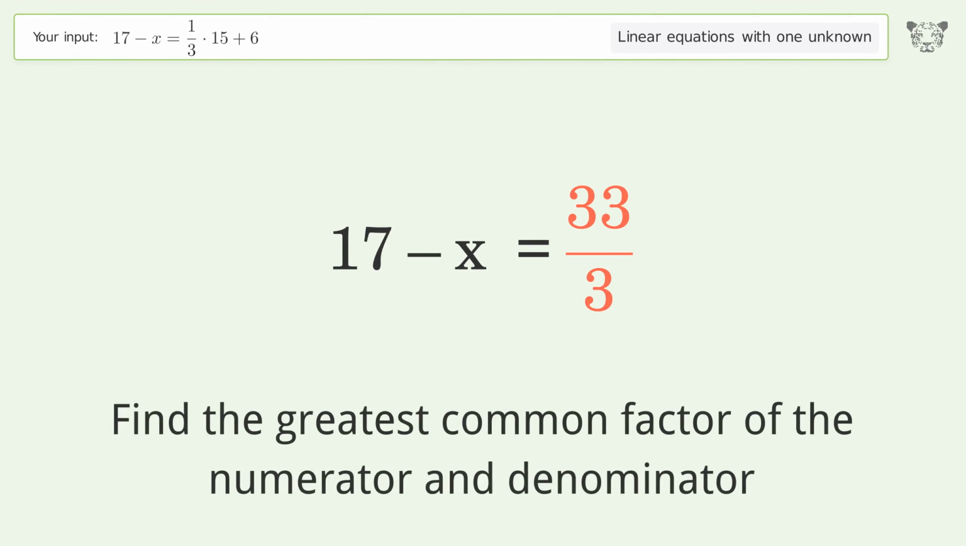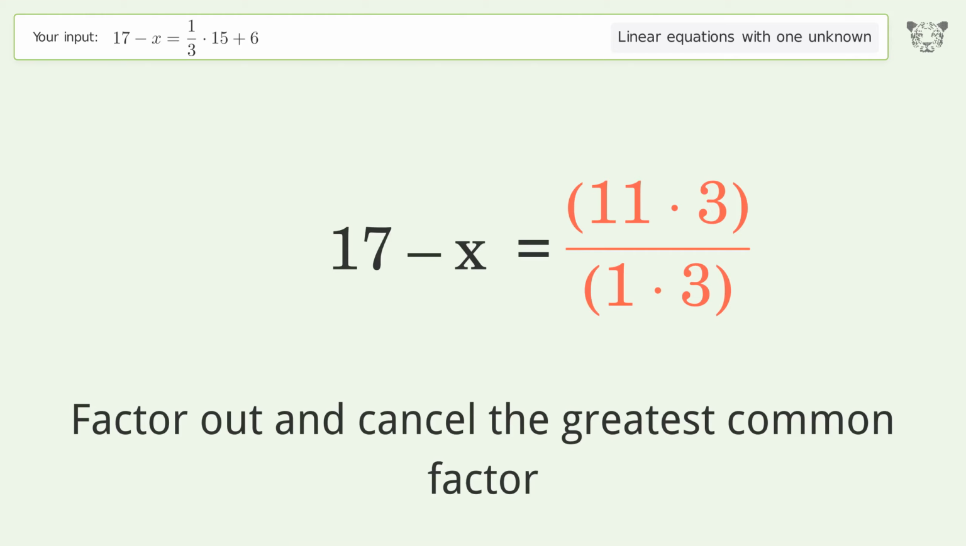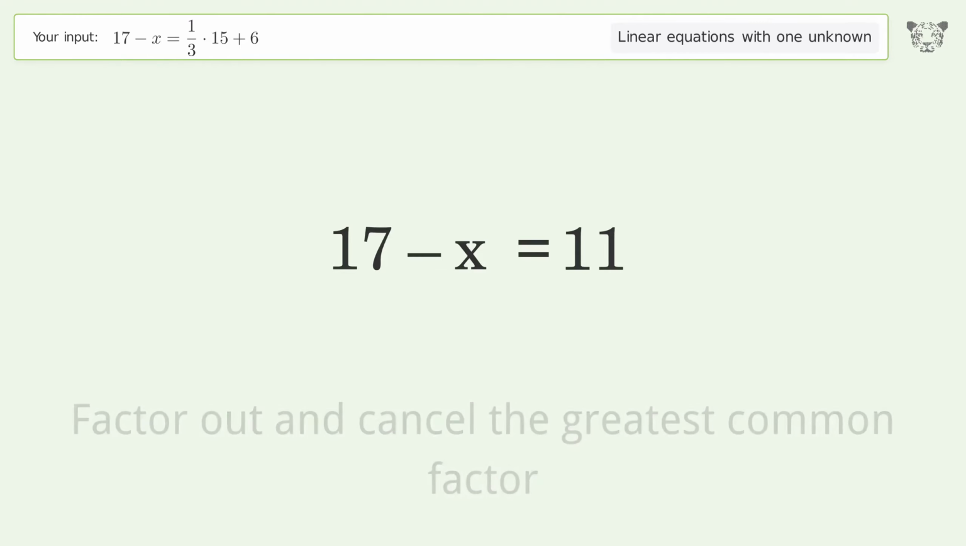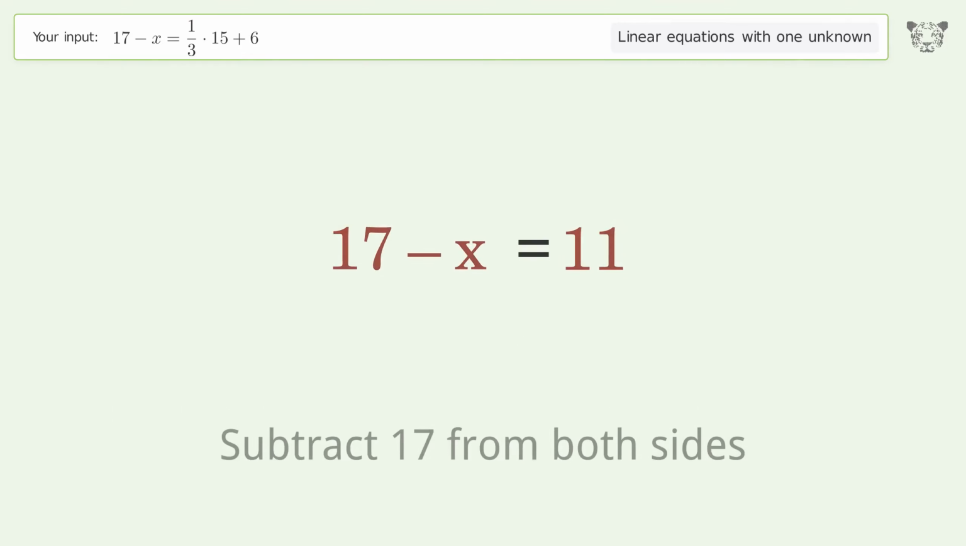Find the greatest common factor of the numerator and denominator. Factor out and cancel the greatest common factor. Group all constants on the right side of the equation. Subtract 17 from both sides.